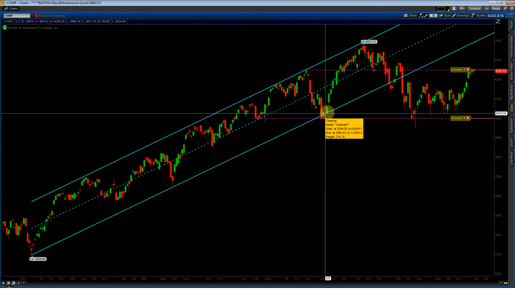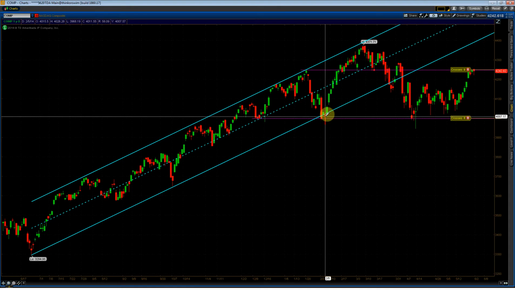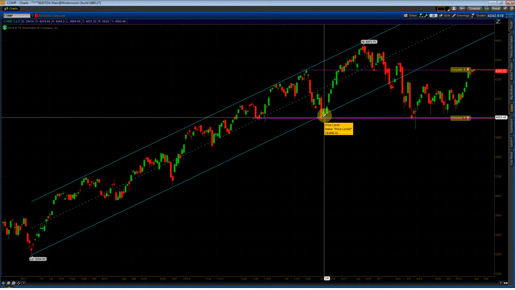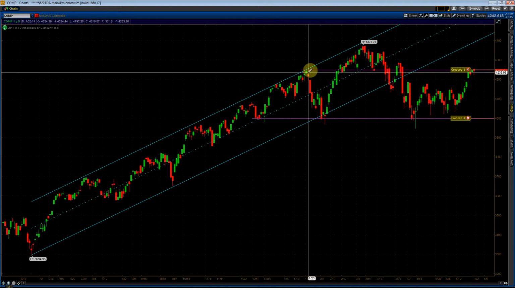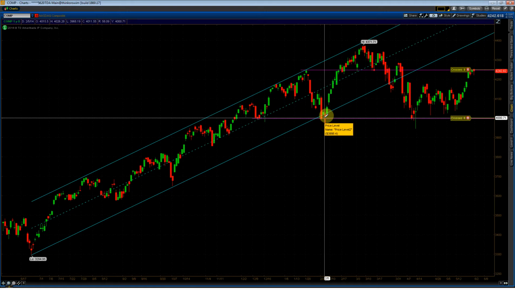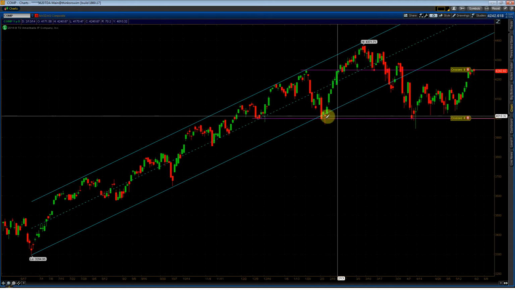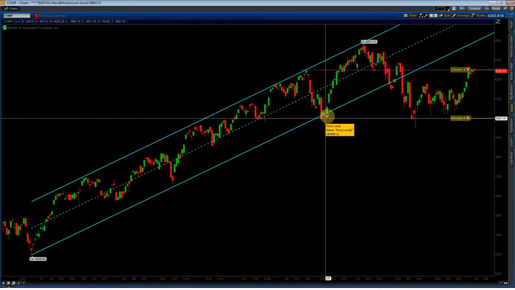Now that's really ironic because we talked about this in prior videos with the RUT, the Russell 2000, the small cap index, and how the RUT had come and failed out of that channel, which can be taken as a technical indicator that your trend, or your channel in this case, is about to change.